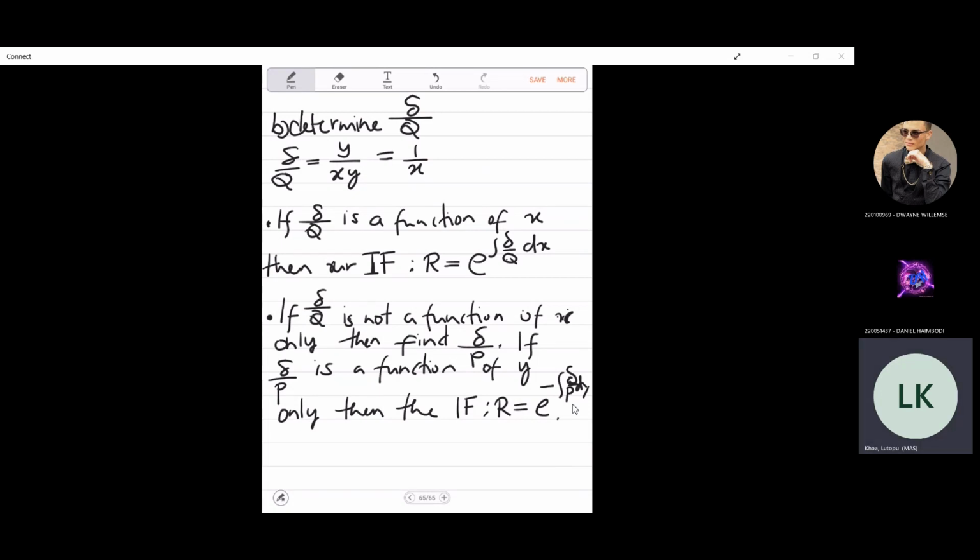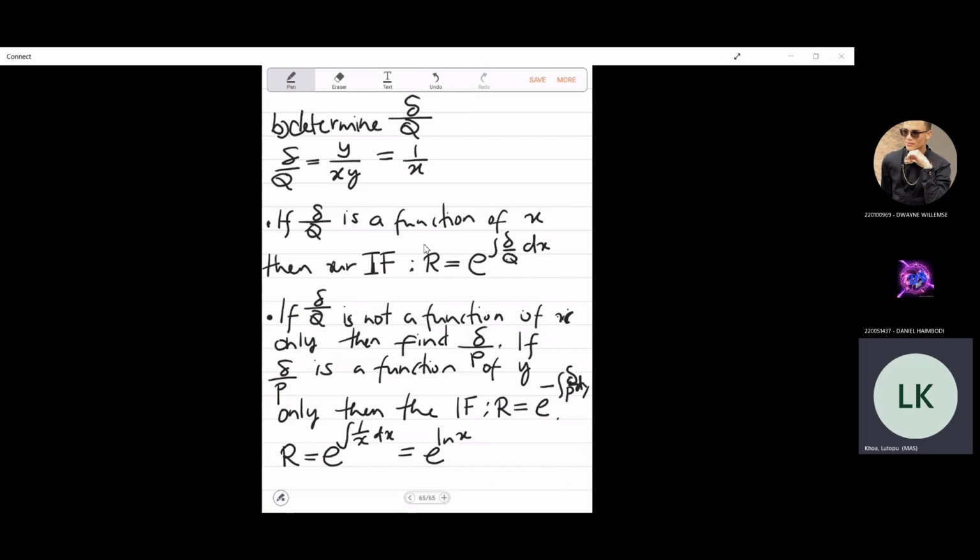Okay, so we continue with our example. We found delta, which was y, and then we divided by Q first. We see that we get 1 over x. 1 over x is a function of x only, there's no y, so we are in case number 1. So we determine our integrating factor: e to the power of the integral of 1 over x dx, which is e to the power of ln of x.